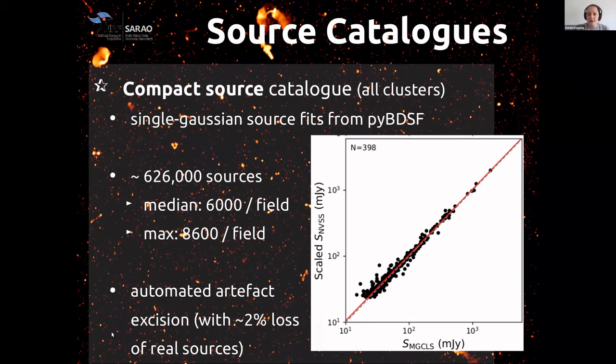We have also compared our flux densities with other surveys. As a sanity check, we compared them against NVSS and SUMSS, and both of them are in fairly good agreement with the MeerKAT flux densities after scaling them to 1.28 gigahertz. We found that the MeerKAT flux densities are about 6% lower than in the other catalogs, but they are within the uncertainties of the flux densities.